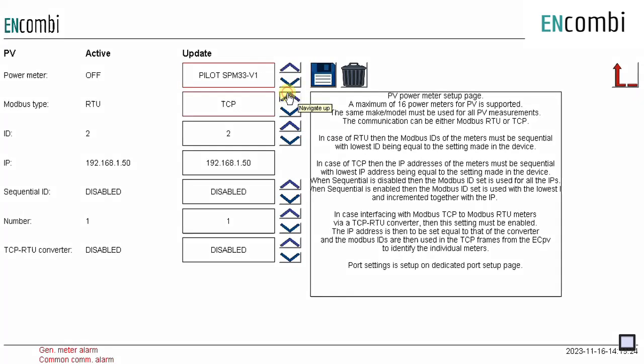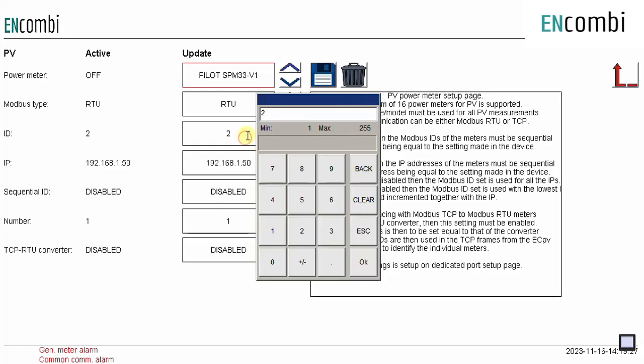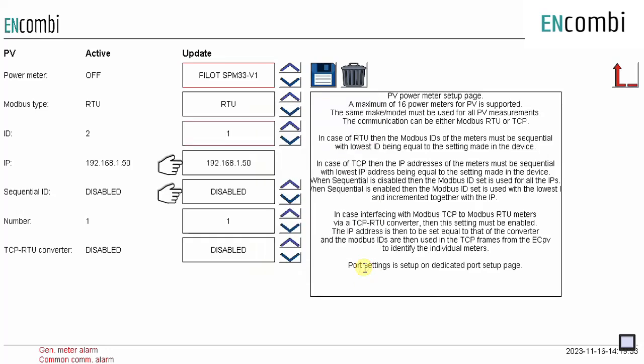Next you have to select the Modbus type, which is RTU communication. Next you have to edit the ID number of the PV connected power meter, which is ID number 1. Ignore the IP settings and sequential ID editing because this option is applicable for TCP connection only.